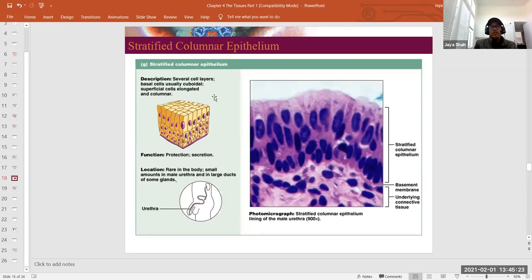Then there is stratified columnar epithelium. This epithelium is very, very rare. It is found only in the urethra, particularly in the upper part of the urethra; in the lower part of the urethra, there is a stratified squamous. So here you have the apical surface again. This is the basement membrane. Always when you try to identify a tissue, pay attention to the basement membrane. And you can see there is more than one layer of cells and they are cuboidal.